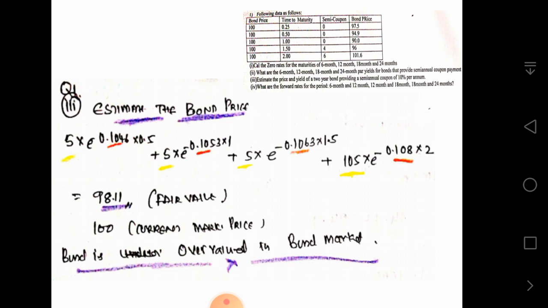plus 105, that is at the end of the maturity, 100 principal plus interest, into exponential to the power of minus zero rate for 2 years multiplied by 2, which stands for 2 years of the bond, right. So the bond price comes out to be 98.1911, that is the fair value of the bond, right. So here we can say that the bond is overvalued in the market, fine.